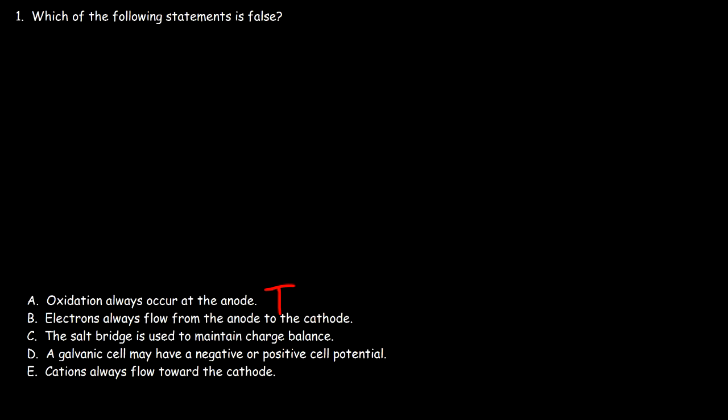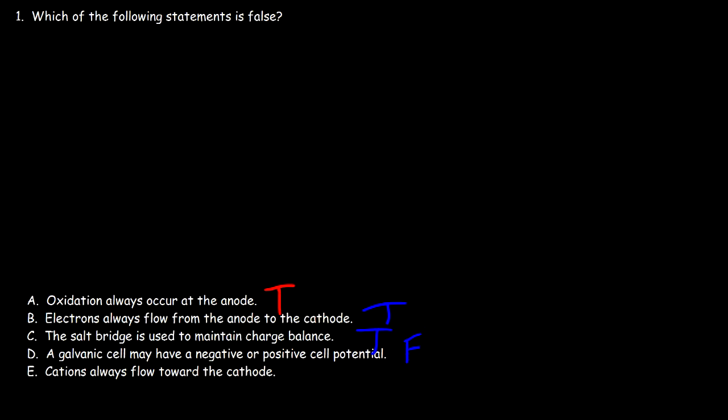Now what about B? Electrons always flow from the anode to the cathode. That is a true statement. And C, the salt bridge is used to maintain charge balance. That is also true. D, a galvanic cell may have a negative or a positive cell potential. True or false? Now that is a false statement.